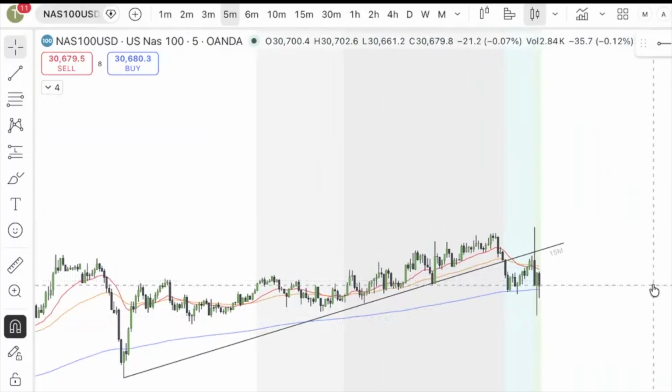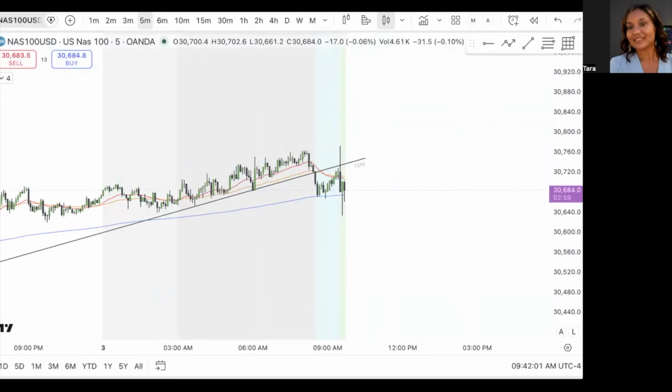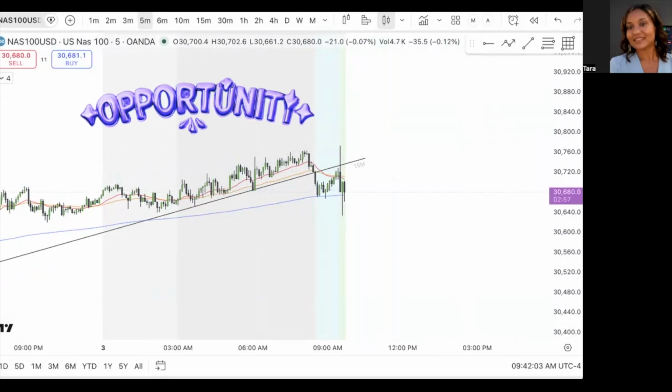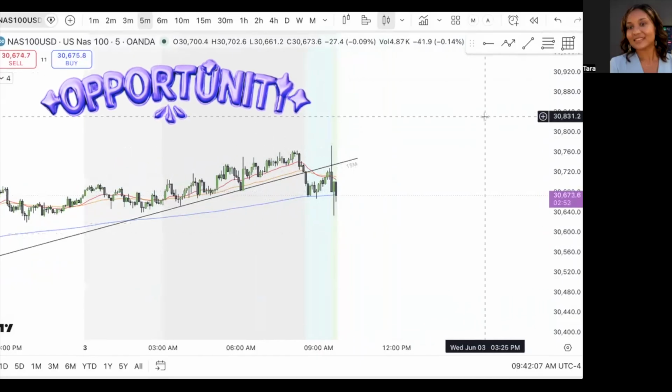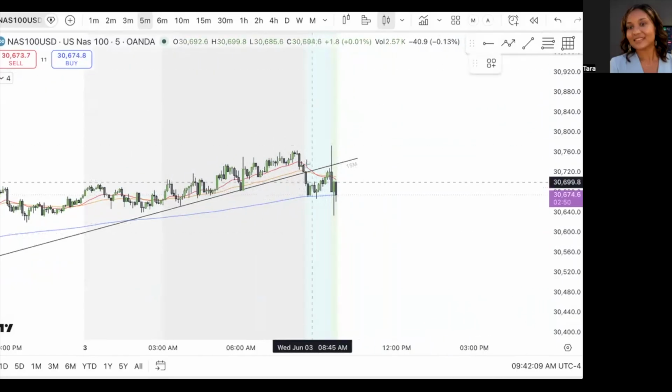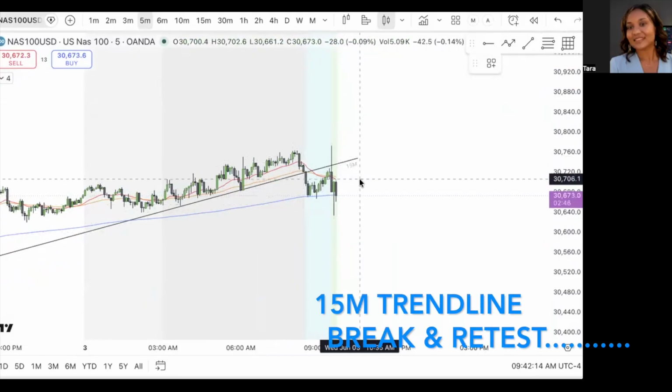So we can see that we've already created the 15-minute trend line. In addition to making sure that we are trading at a key level, we always want to remember that we're waiting for an opportunity. So we are not entering into a trade until we see our best opportunity, which is our A+ setup. Okay, so we know that we've got a 15-minute trend line break and retest.